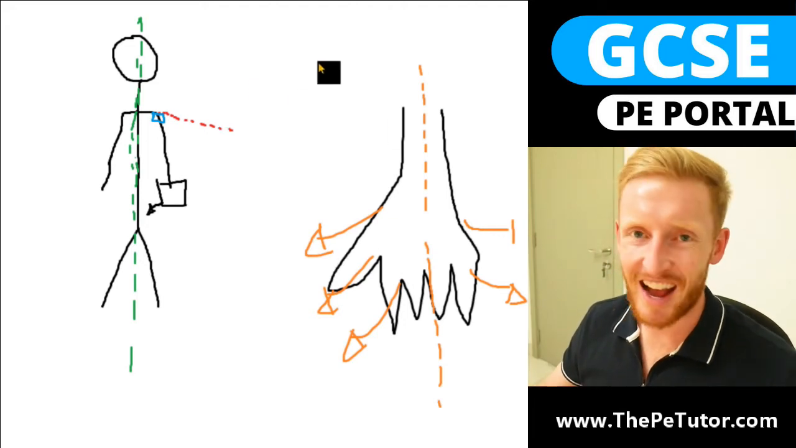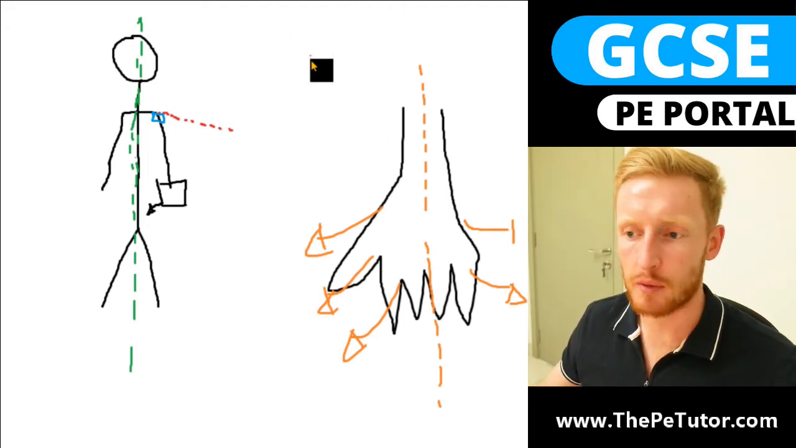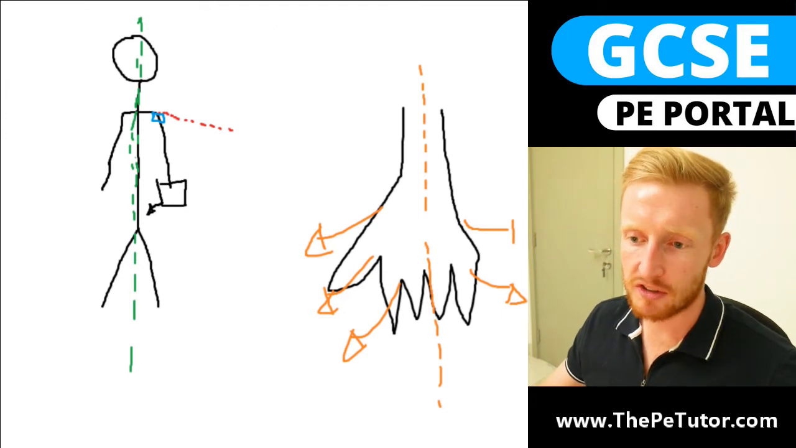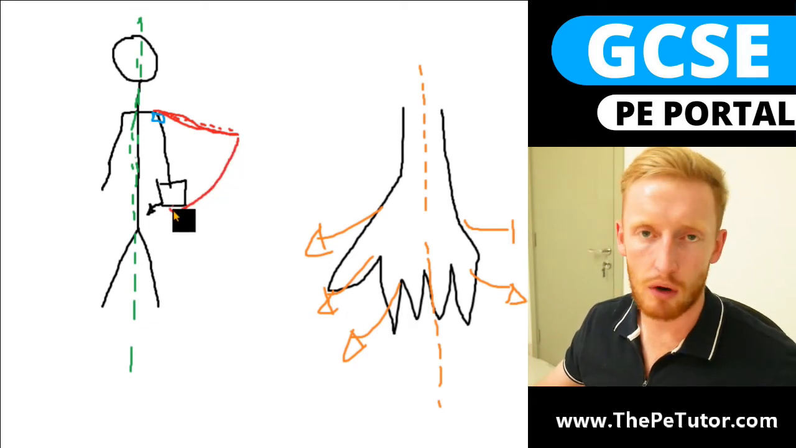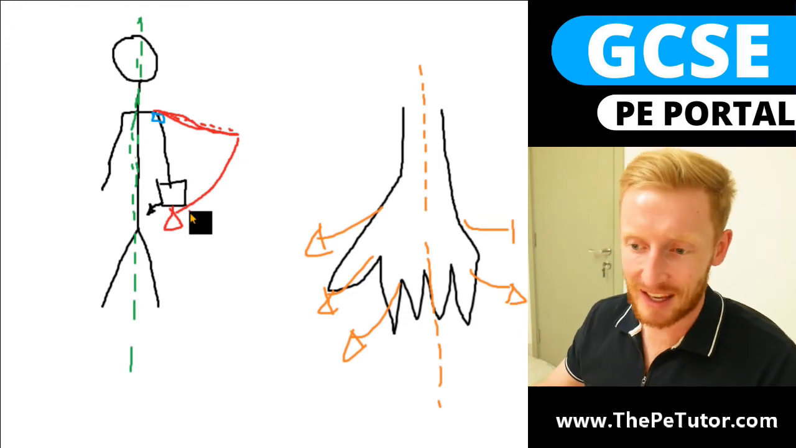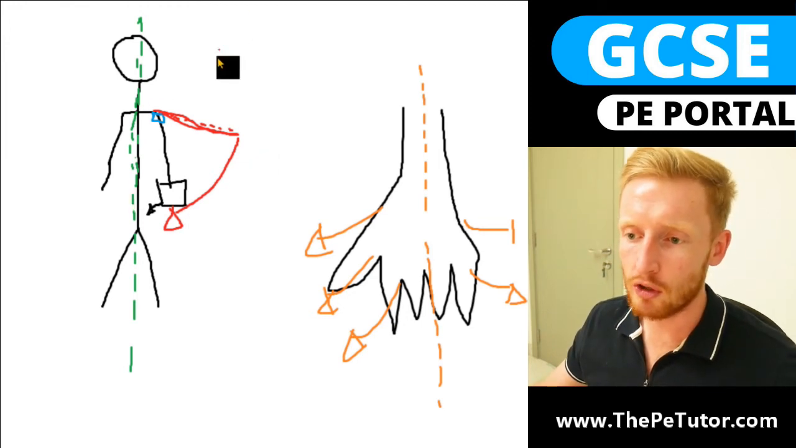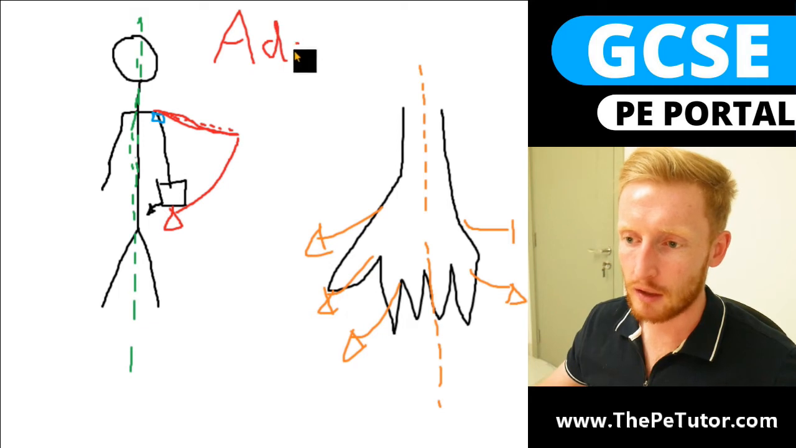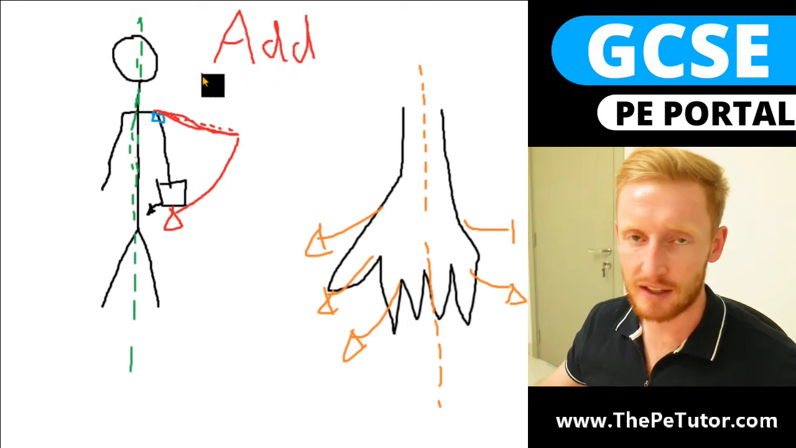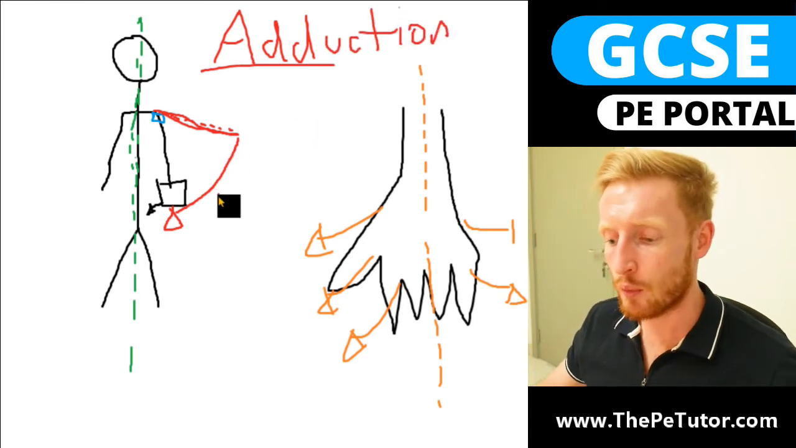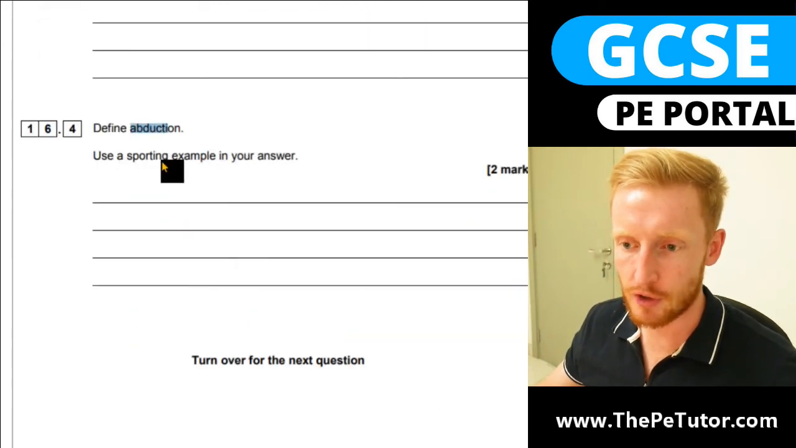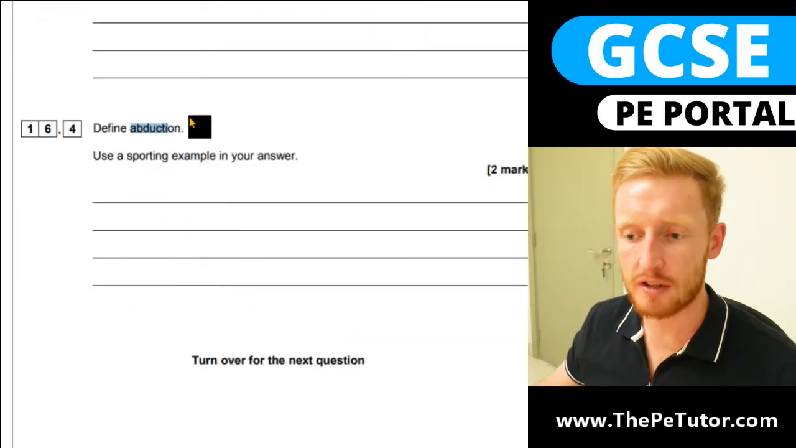Now I've used the word there, adduction. That's the opposite of everything that we've spoken about so far. So if we were to take this red arm that we drew here, and we were to bring it back down in the direction of the sides of the body, or back down to the pockets, back in towards this midline, what we're doing is adding it back to the middle of our body. So adding something back into the middle, we refer to as adduction. Whereas if we are taking it away, then we are abducting it. That first half of the word, to abduct, means to take away.